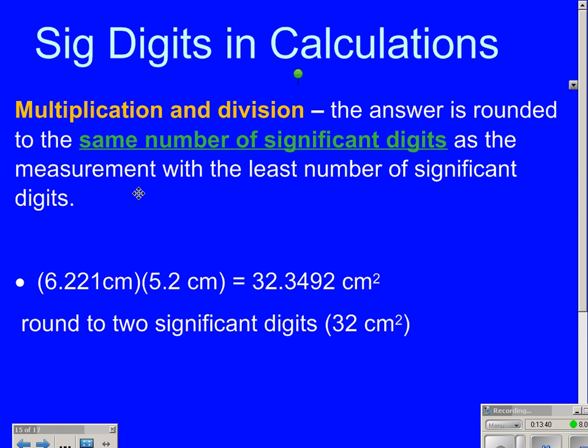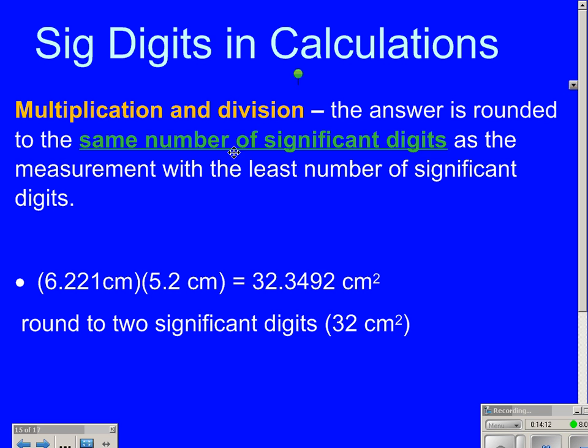Now, don't get it confused with this next one. Multiplication and division. The answer is rounded to the same number of significant digits as the measurement with the least number of significant digits. This has nothing to do with decimal places. Multiplying and dividing is the same number of significant digits. So again, you multiply just like you normally would. Punch that in your calculator or on a piece of scratch paper, and you come up with 32.3492 centimeters squared.